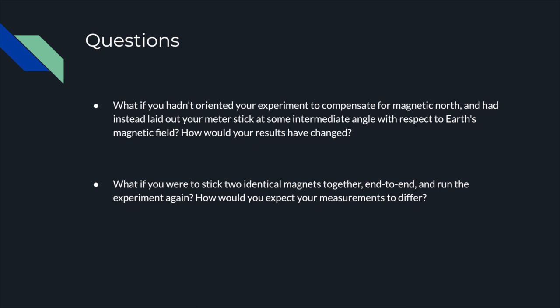What if you were to stick two identical magnets together end to end and run the experiment again? How would you expect your measurements to differ? If I were to stick two identical magnets together, I would expect my results to increase by a factor of 2 due to an increase in the total magnetic dipole moment.